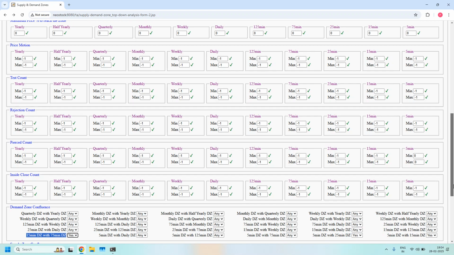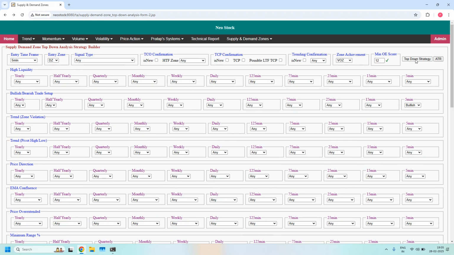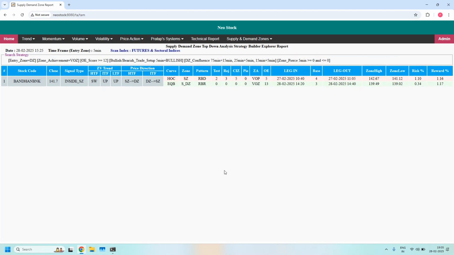Okay, with all the 3, 5 minutes, 15 minutes and 75 minutes zone confluence, we got only 1 stock. This 5 minutes demand zone is part of the 15 minutes, both together part of 75. But 75 trend is sideways, so we don't verify EMA because it won't add any advantage. In a sideways market, EMA does not give any advantage.